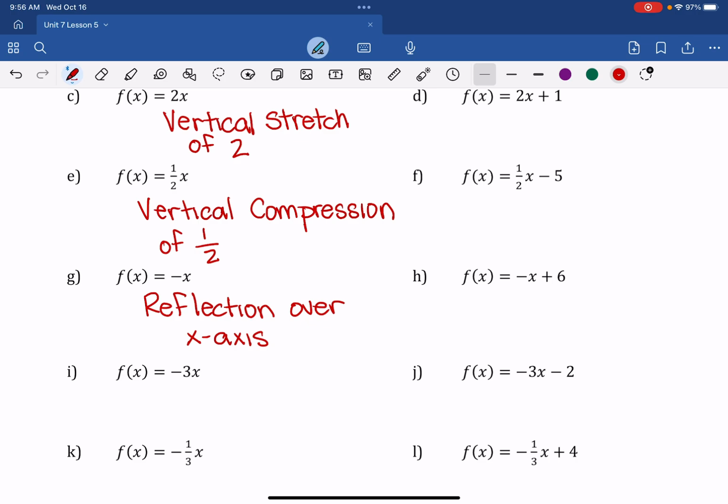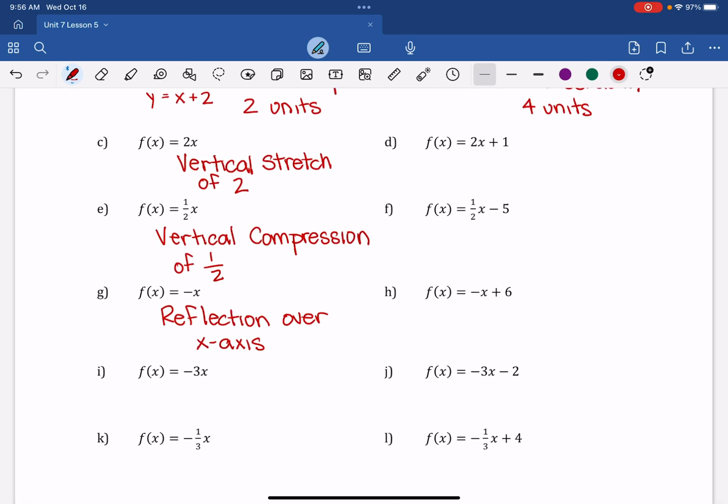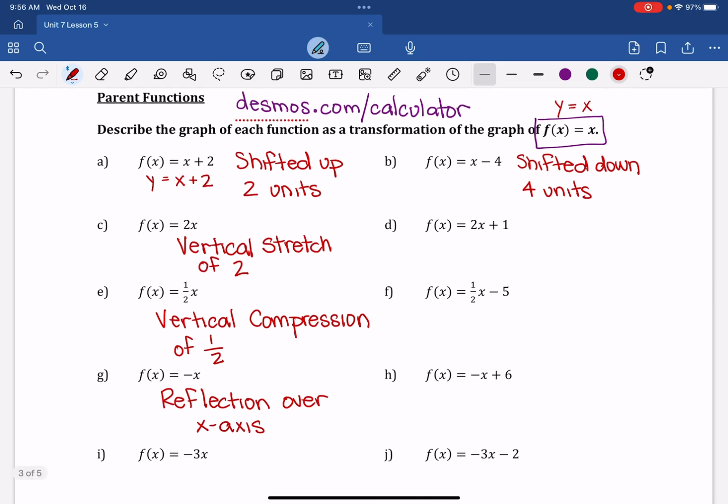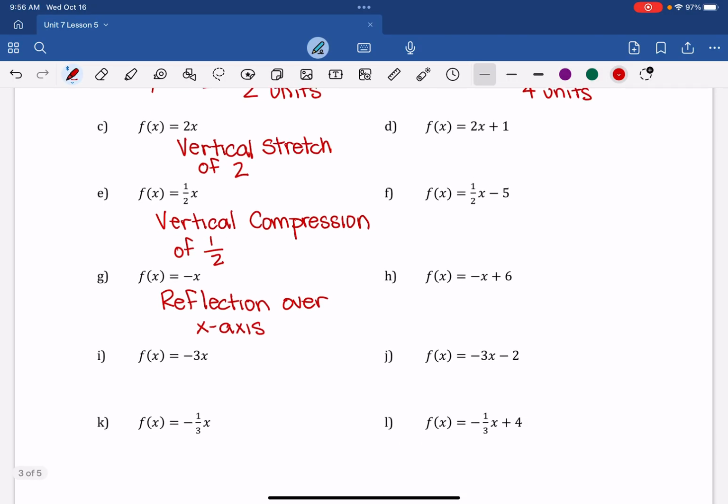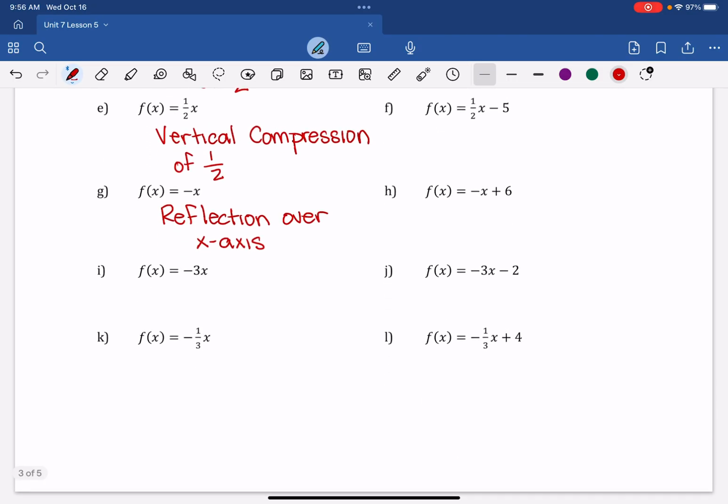Okay, so I want you to go onto Desmos and do the rest of these that you haven't done yet. And then please check your answers on Canvas on the filled in notes. And then you can go ahead and start on your homework.